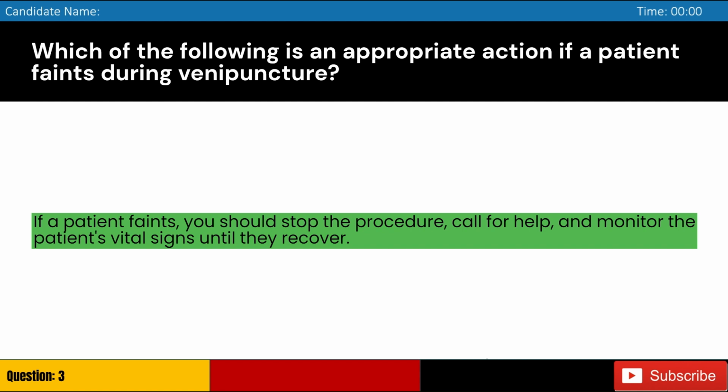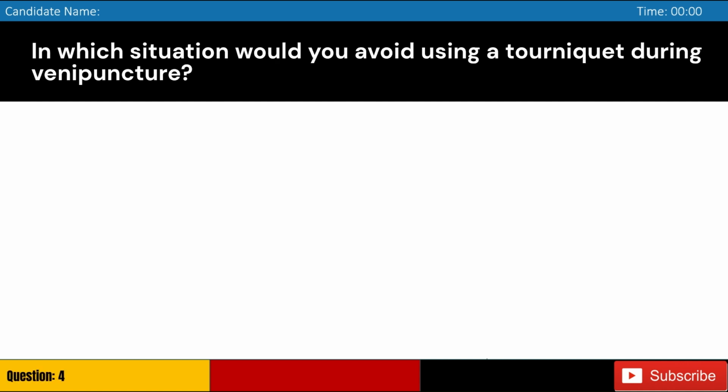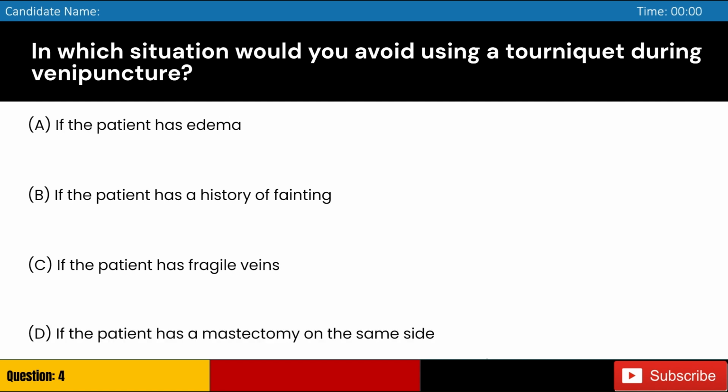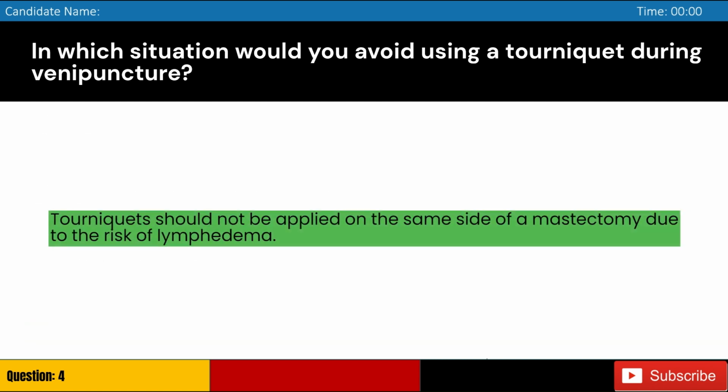until they recover. In which situation would you avoid using a tourniquet during venipuncture? A. If the patient has edema. B. If the patient has a history of fainting. C. If the patient has fragile veins. D. If the patient has a mastectomy on the same side. Answer: D. Tourniquets should not be applied on the same side of a mastectomy due to the risk of lymphedema.